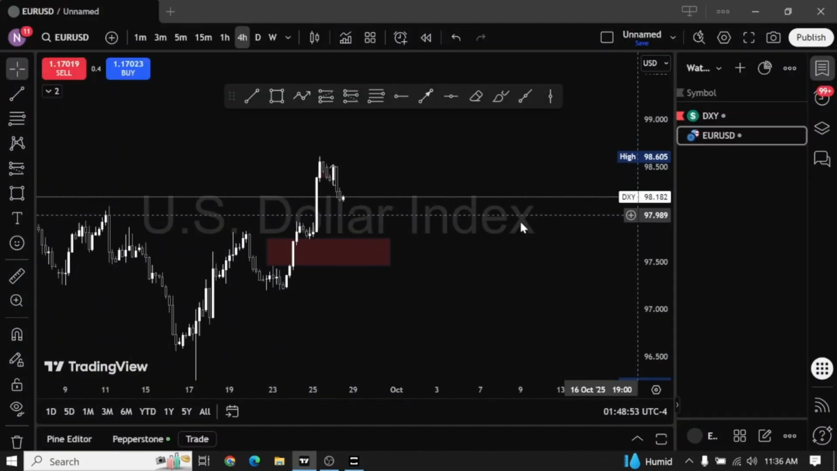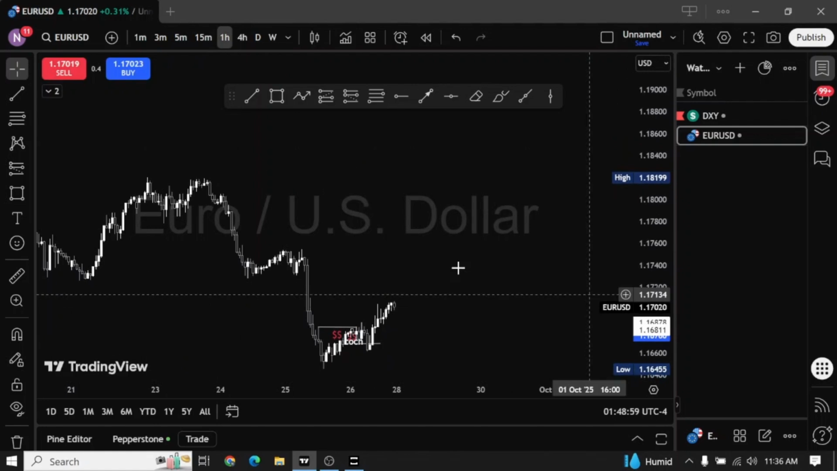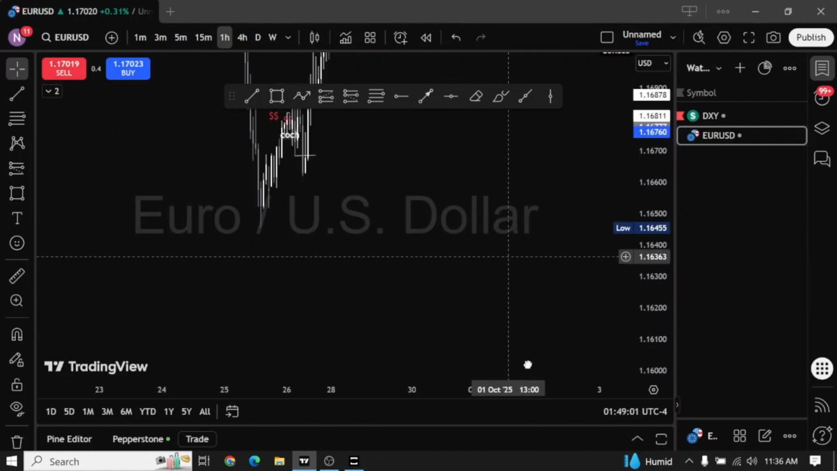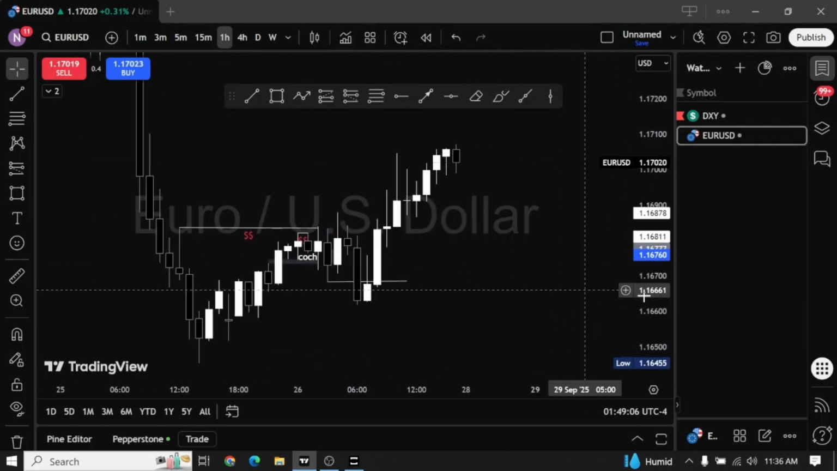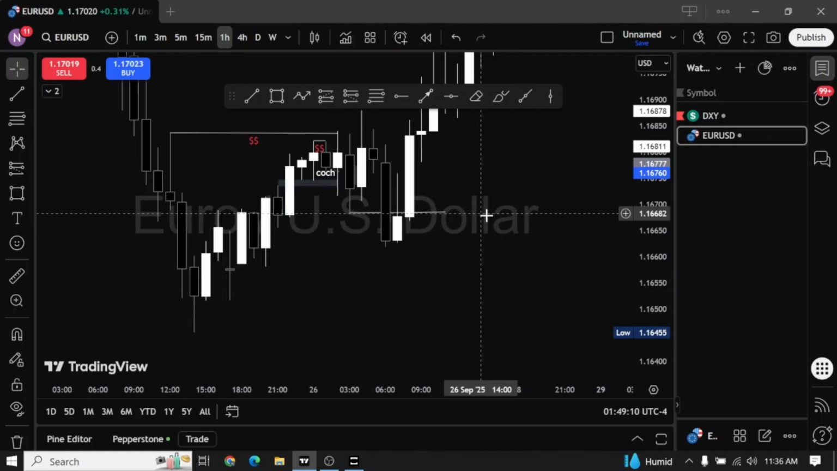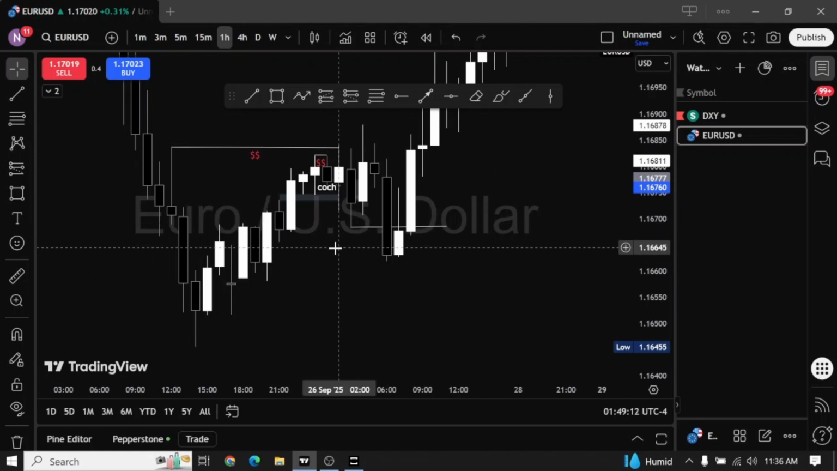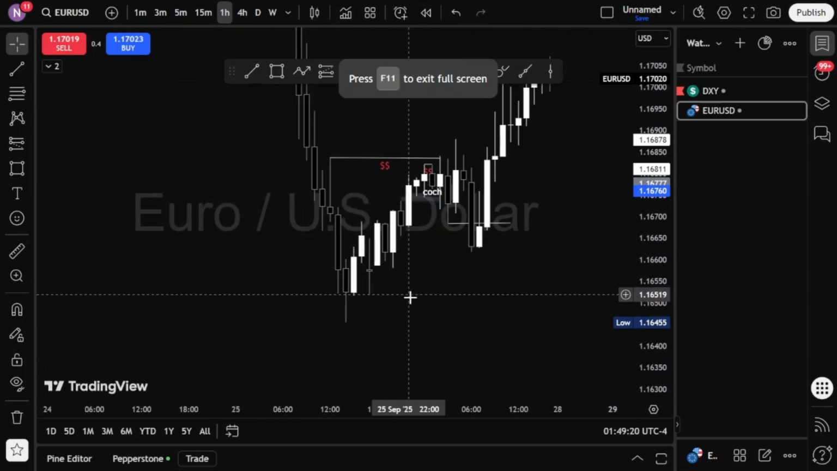So the first trade that I took was on EURUSD, on the 1 minute time frame. I always take trades in the London session, which starts at 2 o'clock. So this was the London session I took the trade in. And the reason behind this trade is you can see the market.